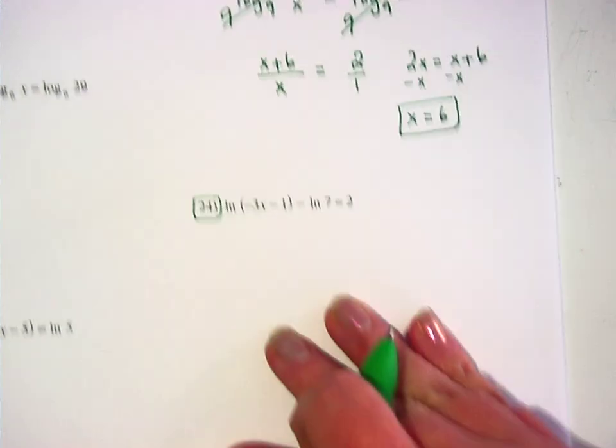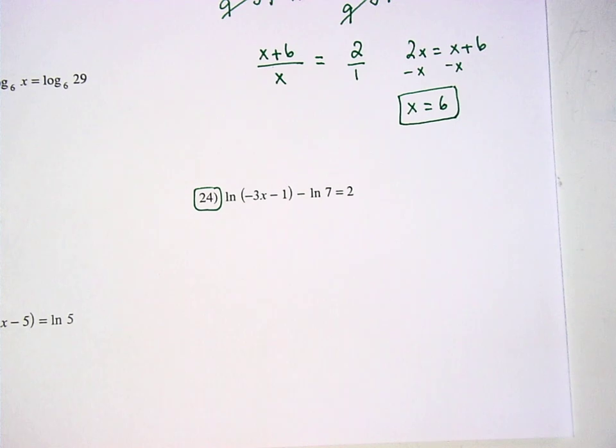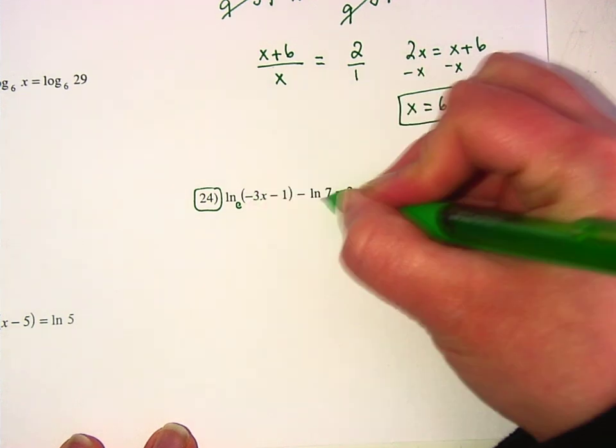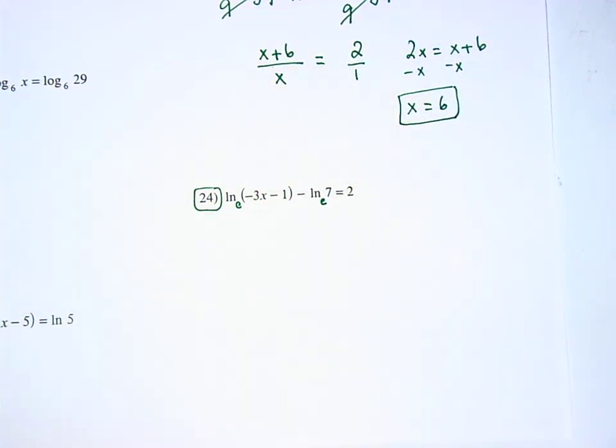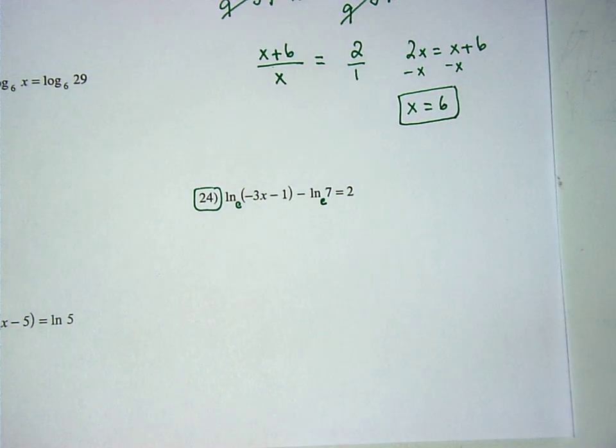Okay, you're going to try number 24 with your partner. Natural log, what is the base of a natural log automatically? E. So there's kind of like a hidden base E right here. So first thing you're going to do is combine those natural logs and then use a base E to get rid of them and so on. Talk to your partner.